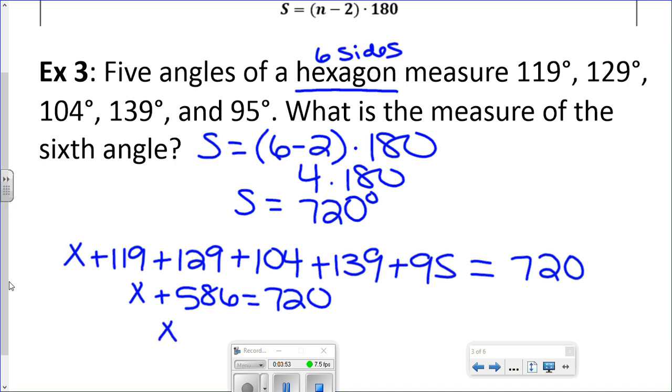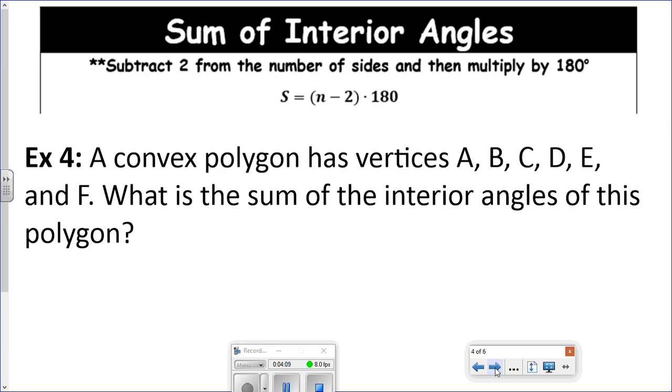So we subtract here, and we end up with 134 degrees. So we know that 6th angle has to be 134 degrees if those are the measurements of the other 5 angles. Okay? Okay, so let's look at example 4.